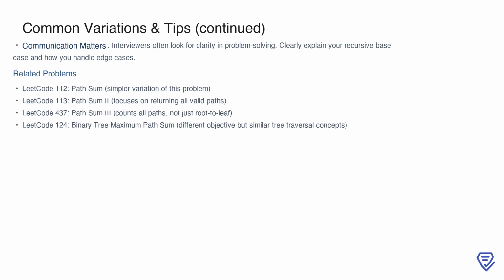Related problems can also help you build a stronger foundation. For example, LeetCode 112 focuses on determining if a root-to-leaf path exists that matches the target sum, while LeetCode 113 extends this by asking for all such valid paths. The problem at hand, LeetCode 437, differs by counting all paths that sum to the target, not just root-to-leaf paths. Additionally, LeetCode 124 introduces a variation with a different objective, finding the maximum path sum, but shares similar tree traversal techniques. Studying these related problems can help you recognize patterns and prepare for variations of this challenge.